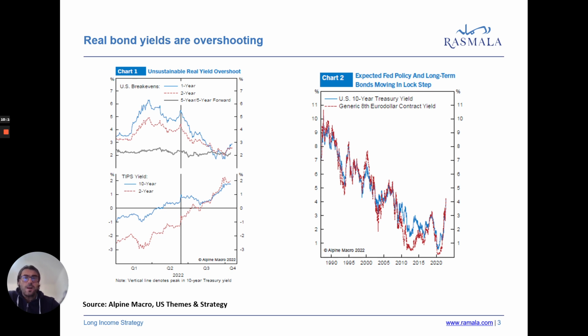Similarly, they were looking at interest rates. They said the US 10-year Treasury yield and the generic 8 eurodollar contract yield have been moving in lockstep because the central bank has been guiding the markets that way. As a result, as soon as the short-term rates start coming down, the long-term rates will come down as well.